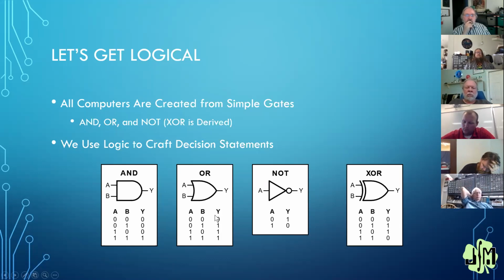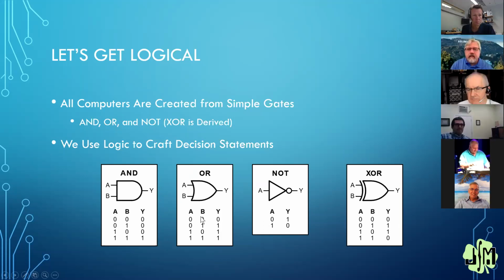OR is similar, although we often refer to this as inclusive OR, because as humans, we say this or that, and we mean one or the other. This particular OR here is this or that or both. So you'll see that in the output. If either A or B is active, then Y is active. And NOT is just an inverter. In fact, in electronics, we call this symbol an inverter. So 0 becomes 1, 1 becomes 0.